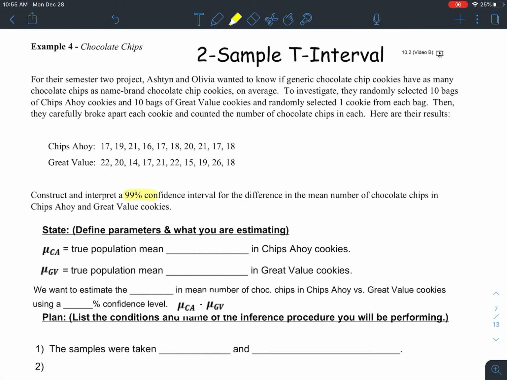I'm going to say that the shape for the sampling distribution is going to be approximately normal because neither graph shows extreme skewness or outliers. Okay, so we're able to kind of check off that condition as well. Okay, that brings us down to the do step.